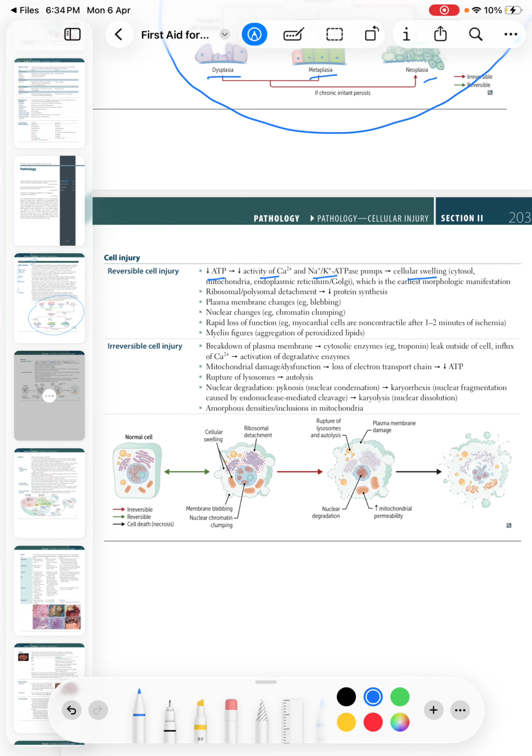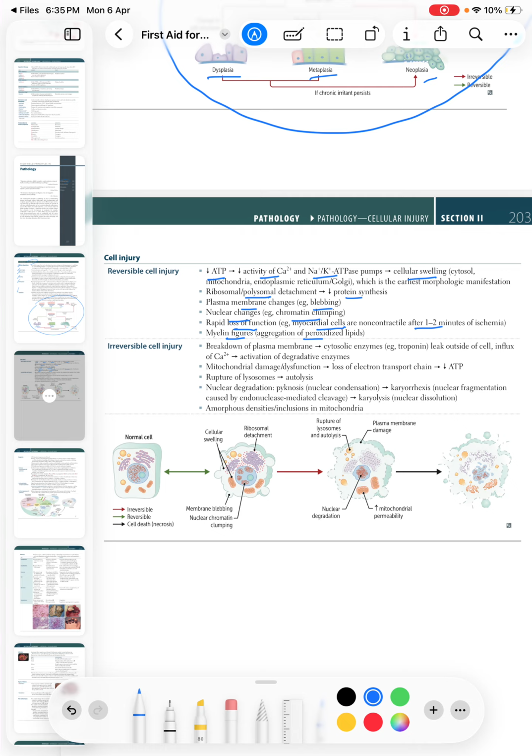The ribosomal or polysomal detachment occurs, that is decreased protein synthesis. Plasma membrane changes occur, for example blebbing. Nuclear changes occur, for example chromatin clumping, and rapid loss of function, for example myocardial cells are non-contractile after 1 to 2 minutes of ischemia. And myelin figures, that is aggregation of peroxidized lipids. These are the reversible cell injuries.